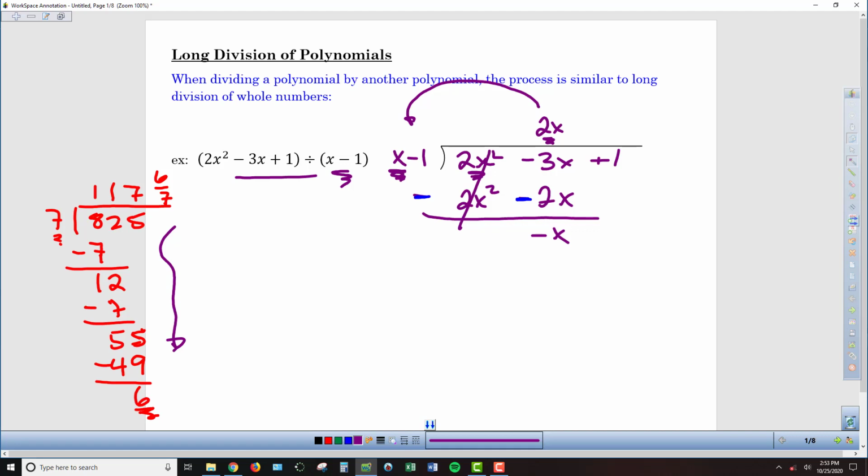The next step in the algorithm is the bring down. So I'm going to bring down this plus 1 right here, and then I'm going to go through one more round of division. So I'm going to say, all right, how many times does x go into negative x? Or the better way to frame the question is, x times what equals negative x? So hopefully we can figure out that that's negative 1. x times negative 1 would equal negative x.